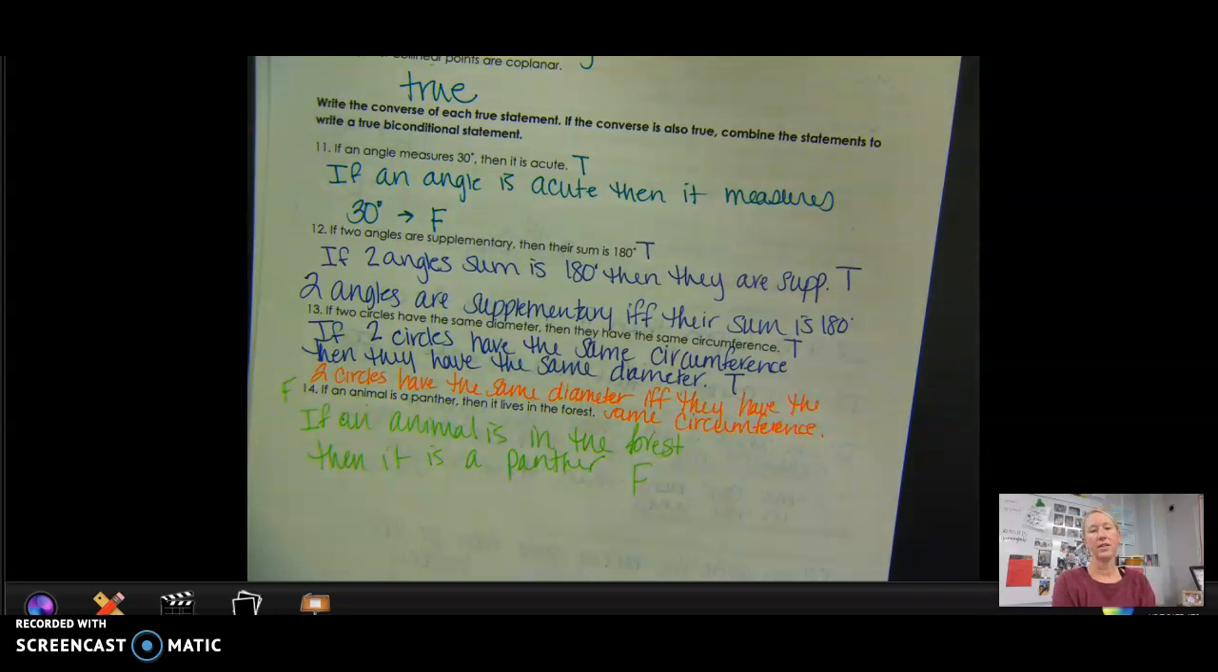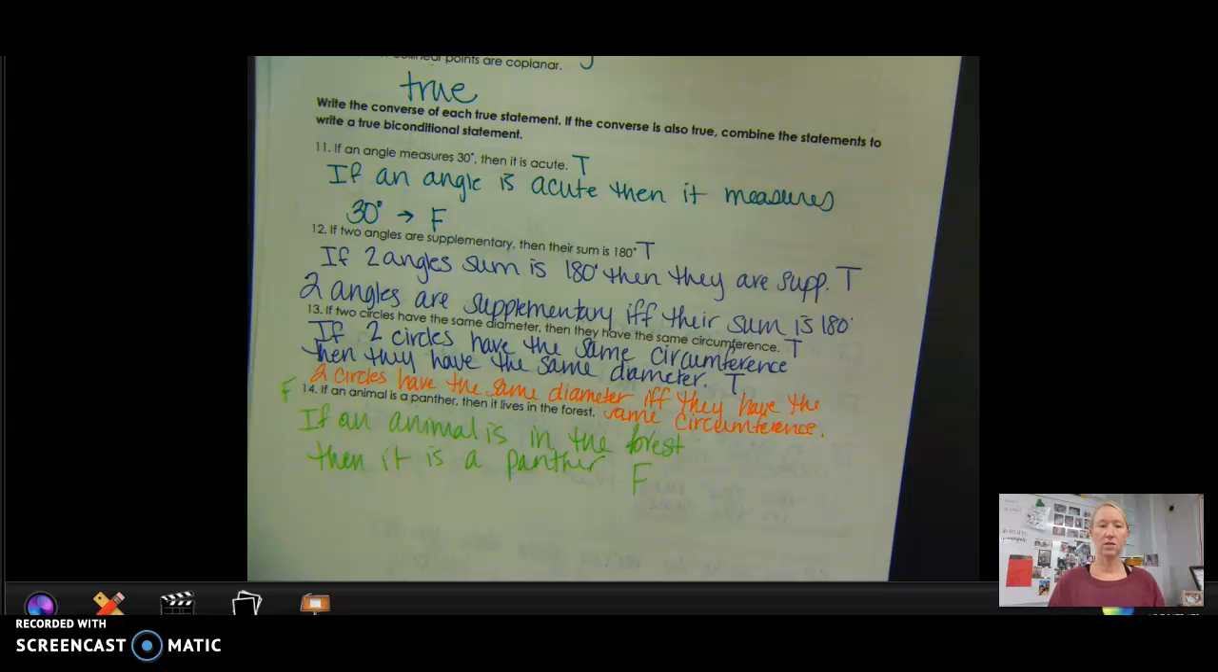Okay, number 12. If 2 angles are supplementary, then their sum is 180. That is true. The converse of that would be if 2 angles' sum is 180 degrees, then they are supplementary, also true. So then I can write the biconditional. 2 angles are supplementary if and only if their sum is 180 degrees.